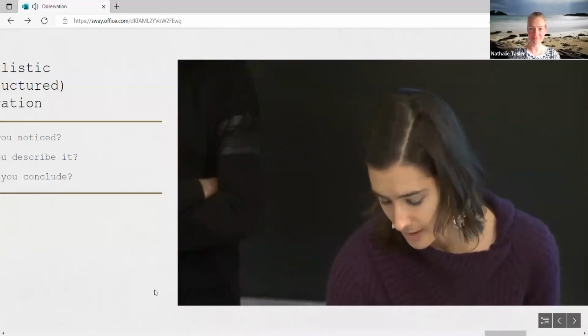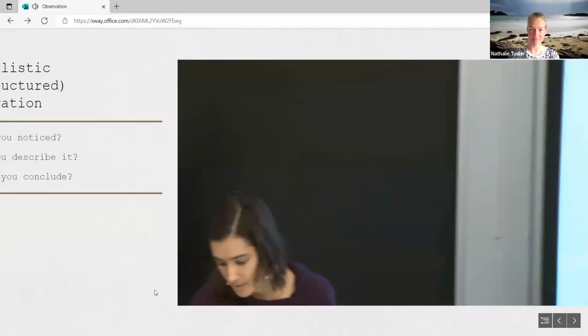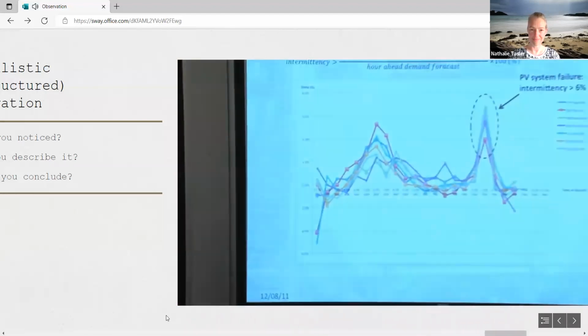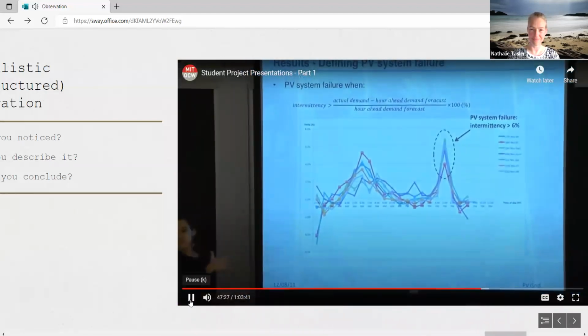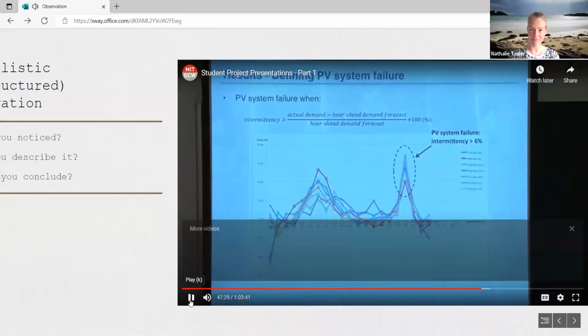Yeah, they only give hourly data. So the difference between the actual demand and the hour-ahead demand forecast. So this is what the.